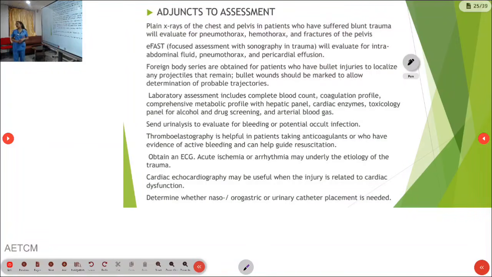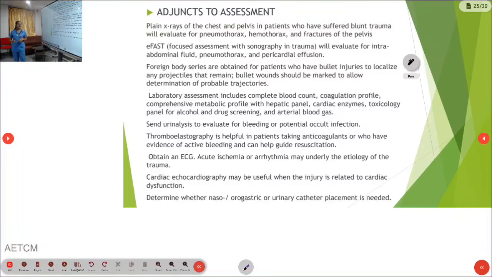Adjuncts to assessment: we have to take X-rays of chest and pelvis to rule out any pneumothorax, hemothorax or fracture of pelvis. EFAST should be done to rule out any intra-abdominal fluid, pneumothorax or pericardial effusion. In case of bullet injuries, a foreign body series could be done. Lab tests include complete blood count, coagulation panel, LFT, RFT, and toxicology screening in case of alcohol and drugs. Urine analysis for occult bleeding or potential infection.